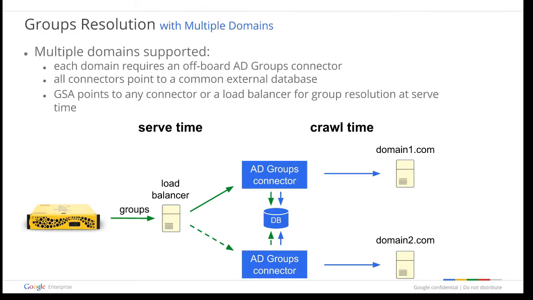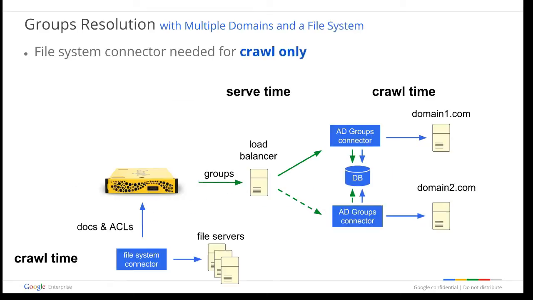If you install multiple connector instances within the same connector manager, they will automatically share a single database. If connector instances are installed within different connector managers, for example for redundancy, each connector manager will need to be manually configured to point to a shared external database. With the new version 4 of the AD groups connector that is currently in beta, no shared database will be needed, as the connector will push group membership data to the GSA at crawl time.